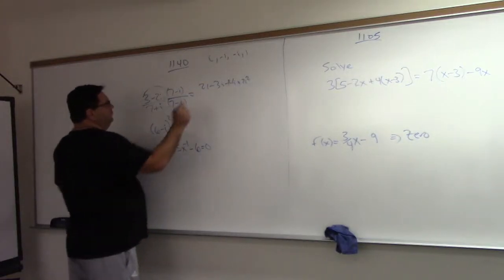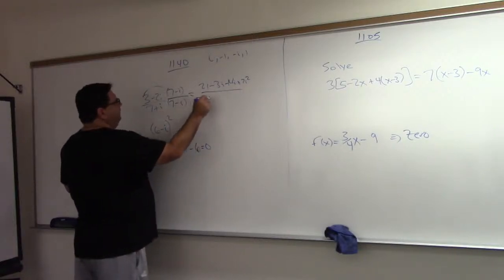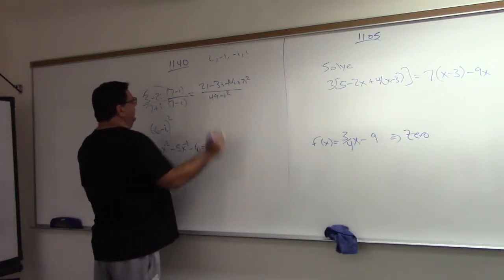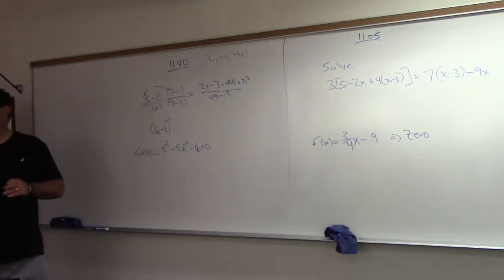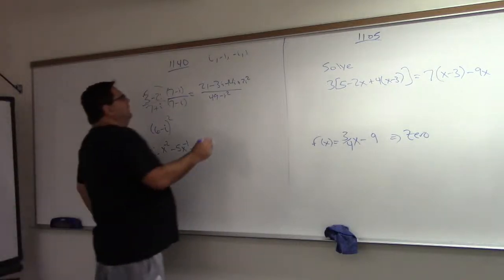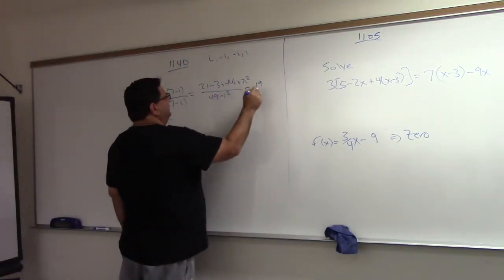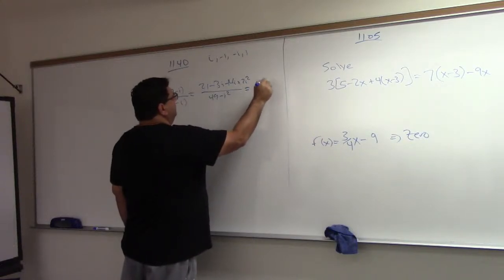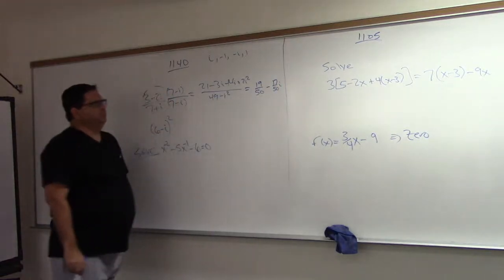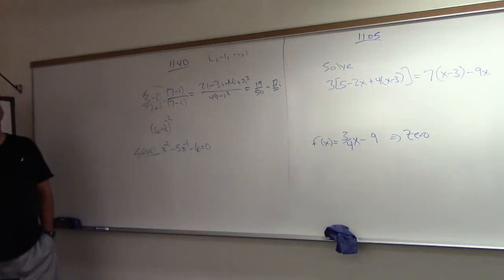You put the conjugate on the bottom: 49 minus i squared. So we get 19 over 50 minus 17 over 50 i. That is your final answer. Could you leave it as negative 17i plus 19 over 50?